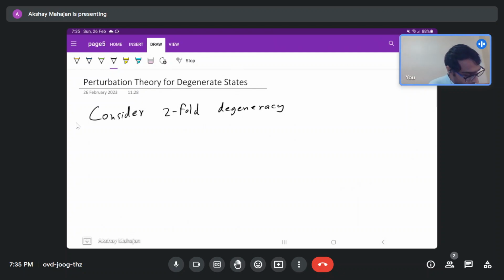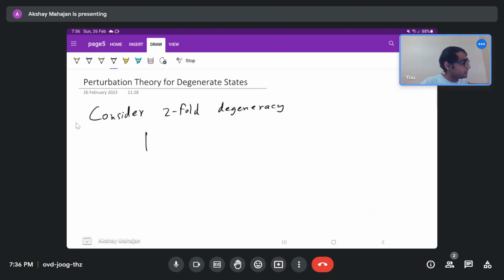Let's say we have an energy state like this. So we have a 2-fold degeneracy. I will call this state, I'm taking some notation as this. So what we have basically seen is what happens when we apply this for the degenerate states.